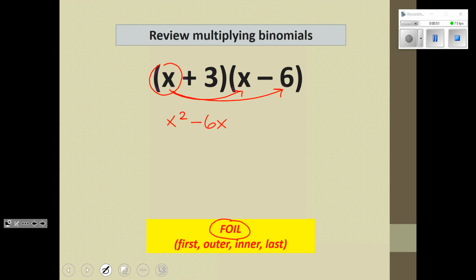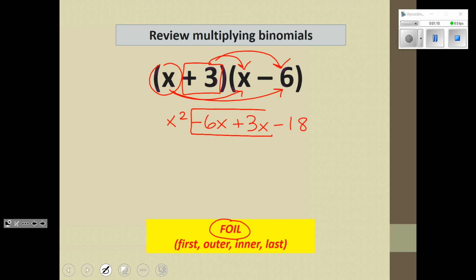Now we take the second term, which is a positive 3, and we're going to do the distributive property with it and multiply it times both terms in the second binomial. So 3 times x is 3x, and 3 times negative 6 is negative 18. Many times when this happens, in the center you're going to find like terms. Like terms are terms where you have the same variable with the same exponents. So in the end we need to combine them.